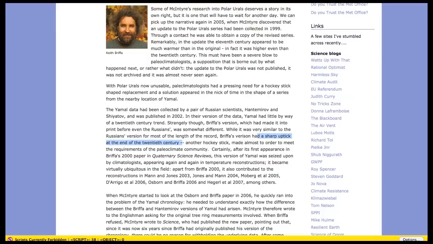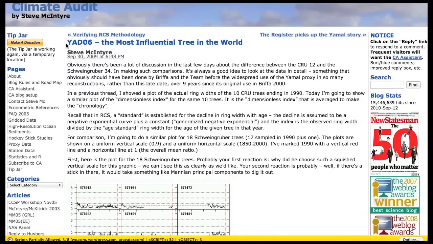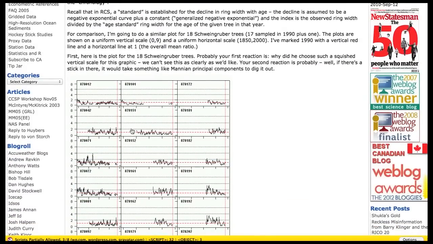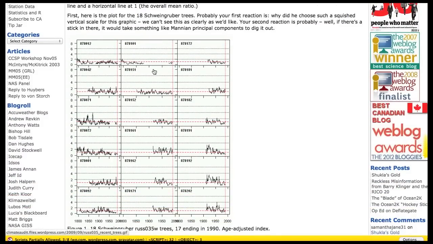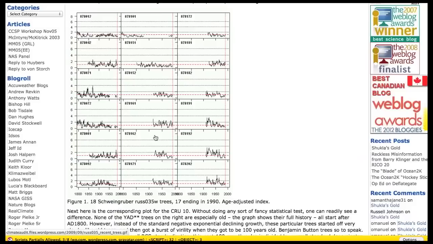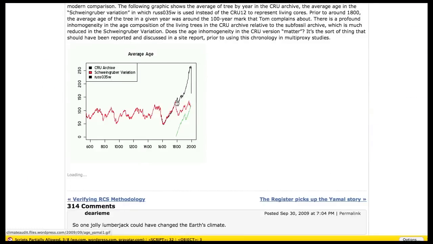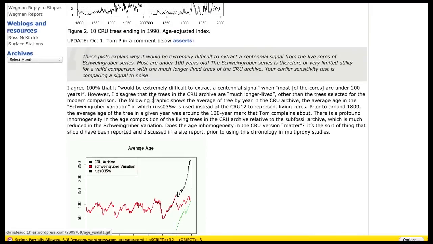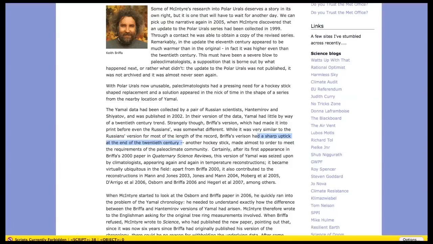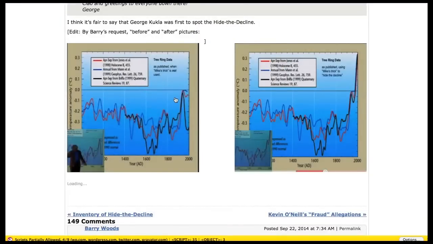And how does that happen? Well, again, it's too much to go into here, but YAD06, the most influential tree in the world, talking about how they cherry-picked the data. This is what the data looks like, no particular upward trend whatsoever, and they find the ones with the upward trends, and then when they publish it, suddenly, yes, the tree ring data shows this sudden, huge upswing at the end of the 20th century. So, again, the treemometer issue is a giant lie. But here's the point.